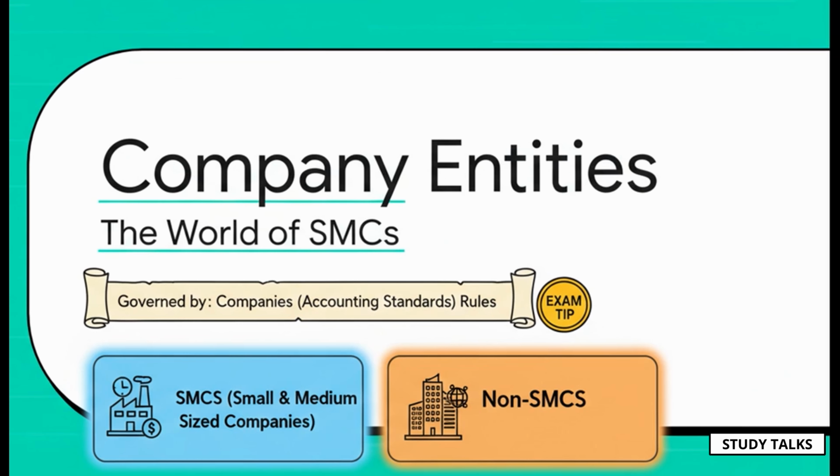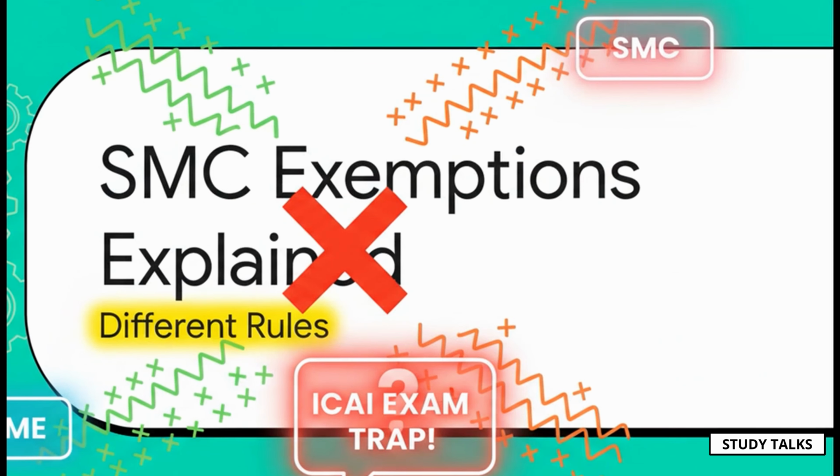The rules are governed by the company's accounting standards rules, and the main classification is between small and medium-sized companies, or SMCs, and of course, non-SMCs. Now, just like MSMEs, these SMCs get their own special set of exemptions and relaxations. But, and this is a huge but, here is my big warning to you. The rules are not the same. This is such a classic ICAI move. They'll give you a company in a question and tempt you to apply the MSME rules you just learned. You cannot fall for it. Let's get crystal clear on the specific rules that apply only to SMCs.